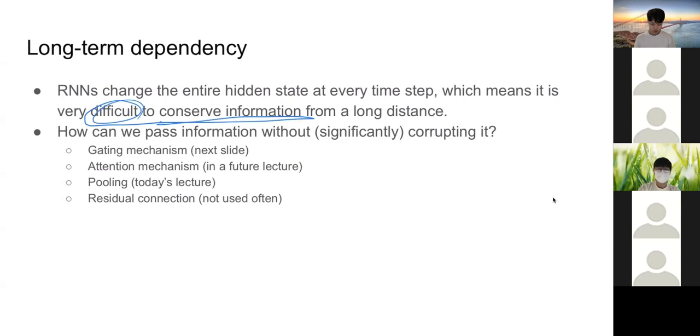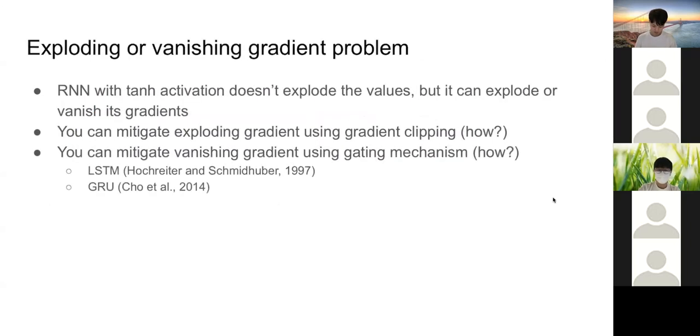There are several ways. One is that we use a gating mechanism, which is on the next slide. And we can also use an attention mechanism, probably in a future lecture, and pooling, in today's lecture, actually. And residual connection is not used often, but you can just add the previous outputs, and it helps with vanishing gradient problems. Well, you will actually prove in the assignment that using the tanh activation doesn't explode the values because you basically map everything between negative one and one, but still it can explode its gradients.